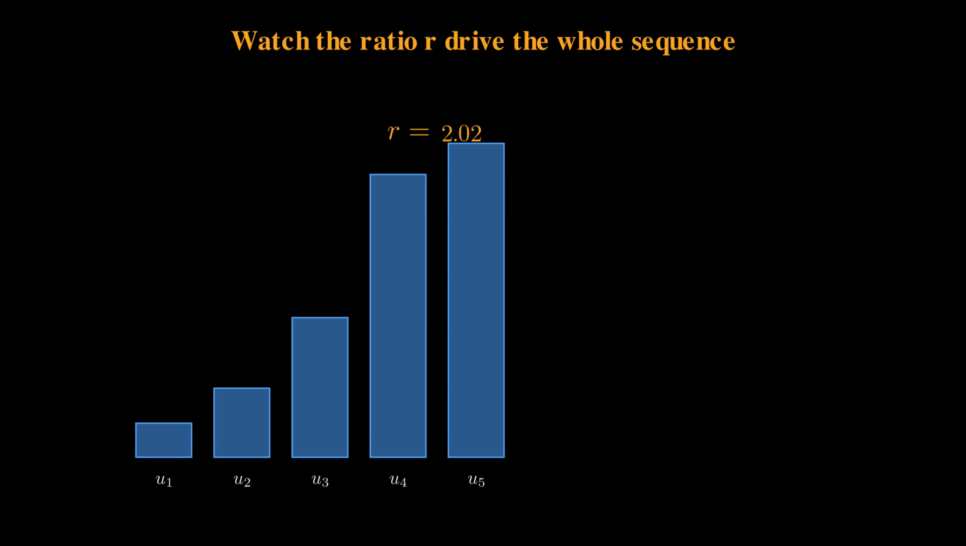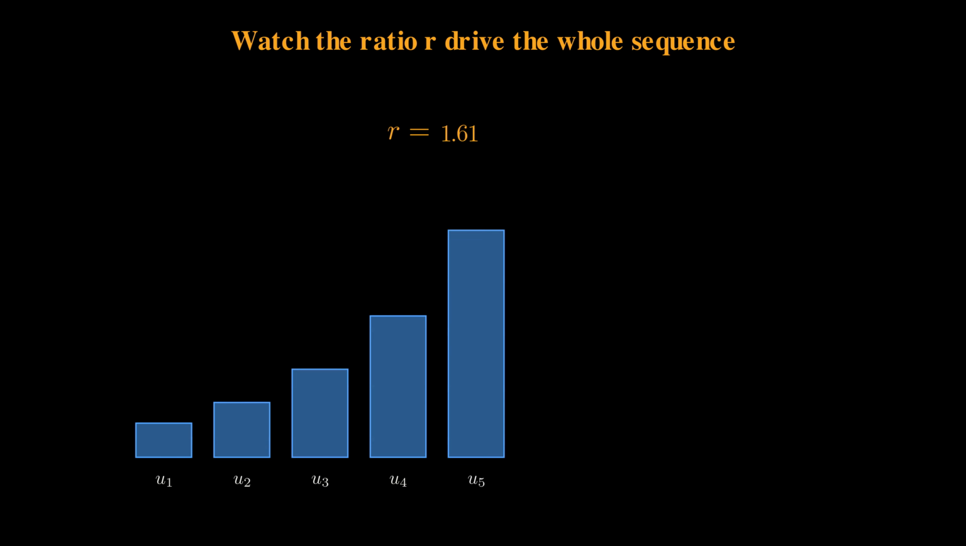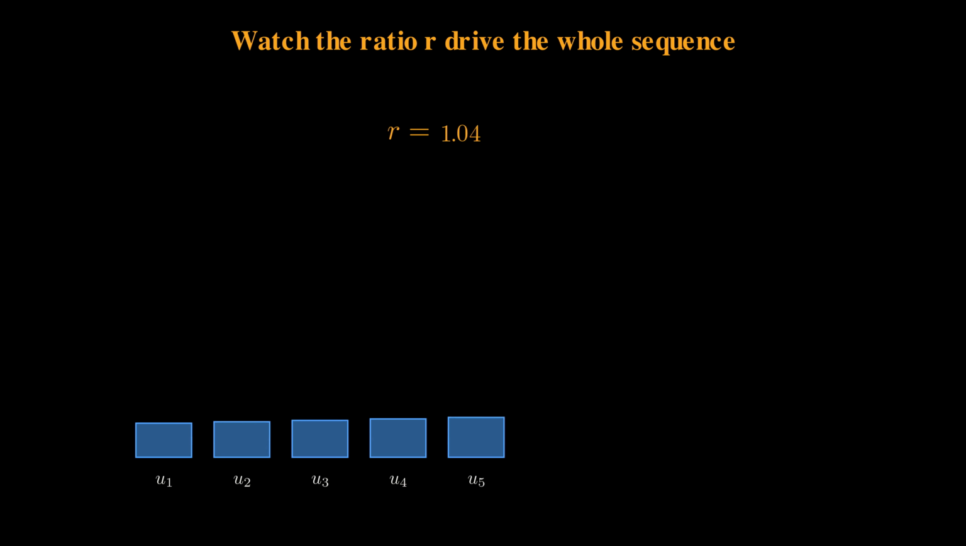Now watch what the ratio alone decides. Push r above 1, and the blocks explode upward. That's the paper reaching the moon. This is exponential growth. But drop r below 1, make it a half, and the opposite happens. Each block is smaller than the last. The terms shrink toward 0. Hold on to that picture. It's exactly why, next video, an infinite geometric series can add up to a finite total.